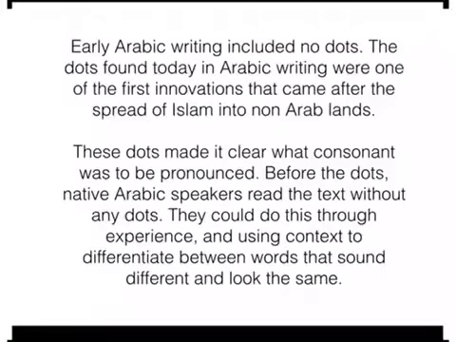Early Arabic writing included no dots. The dots found today in Arabic writing were one of the first innovations that came after the spread of Islam into non-Arab lands. These dots made it clear what consonant was to be pronounced. Before the dots, native speakers of Arabic read the text without any dots. They could do this through experience and by using the context to differentiate between words that sound different and look the same.